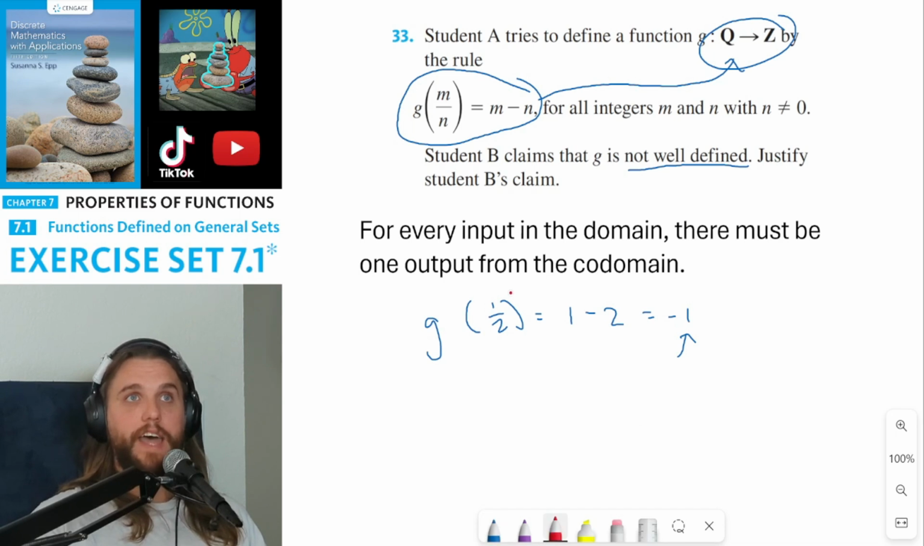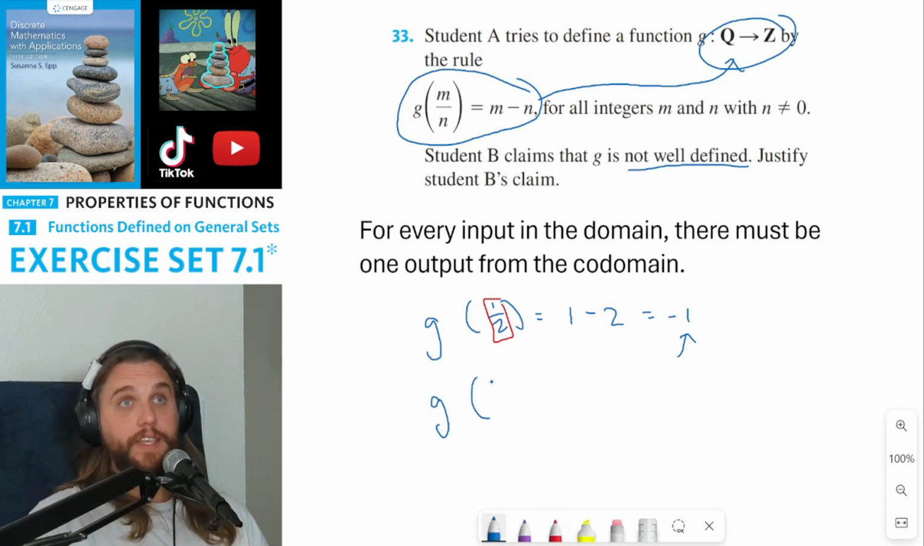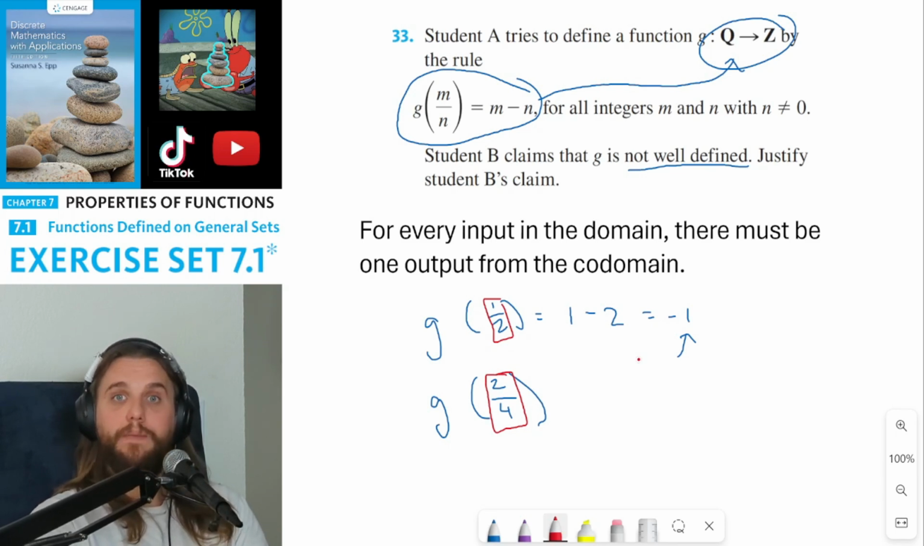Namely, the fact that fractions can be represented in multiple different ways. For example, the fraction 1/2 is the same fraction as 2 over 4. Now, this is an unsimplified version of the fraction 1/2, but these are different representations of the same number. And so if I'm plugging in the same input, I should get the same output, -1.